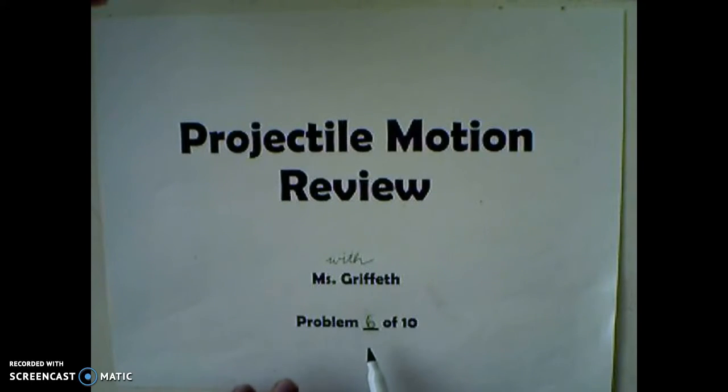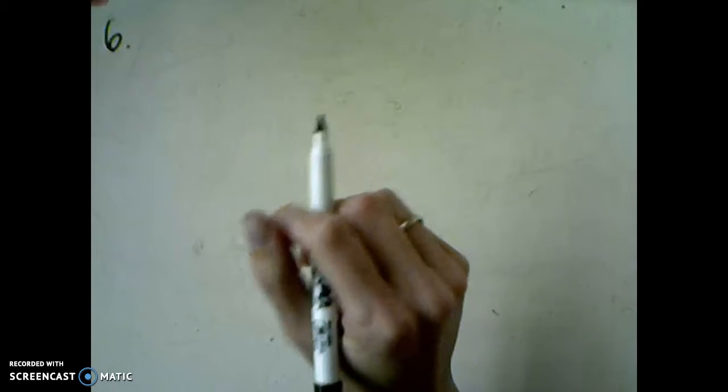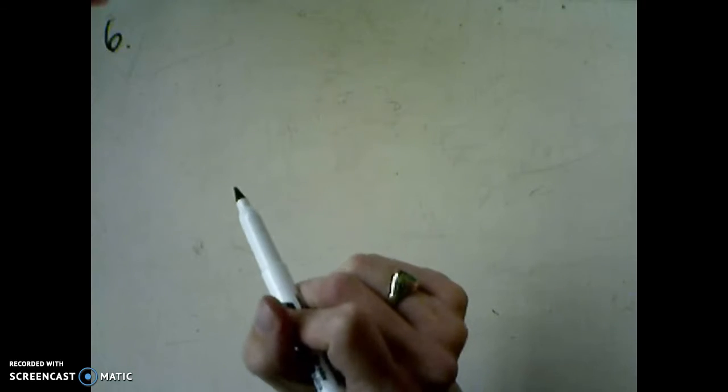Okay, here we go with number 6. Number 6 is going to be slightly different from our previous 5 in that we've got to do an additional pre-step when we set up, because unlike numbers 1 through 5, this one is not shot straight east or horizontally or only in the X direction. So we're looking at number 6.